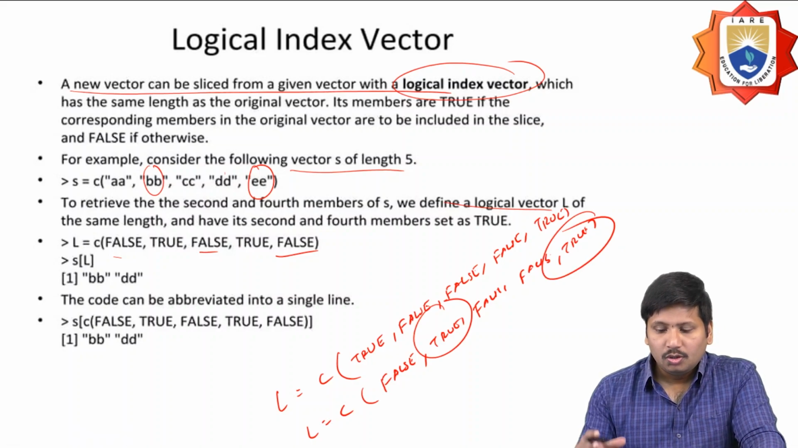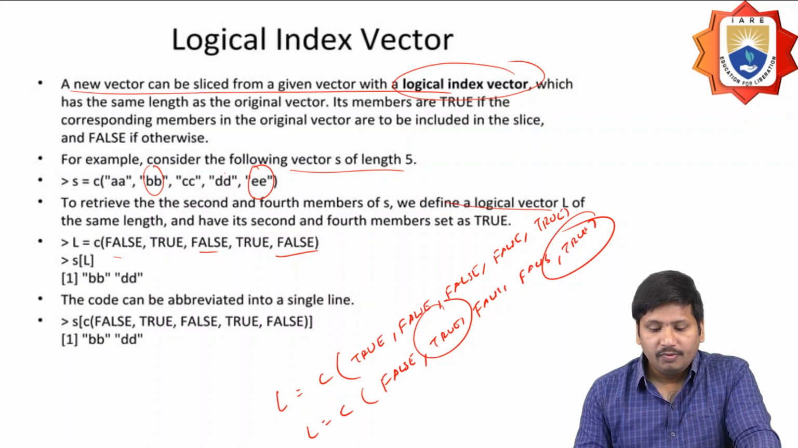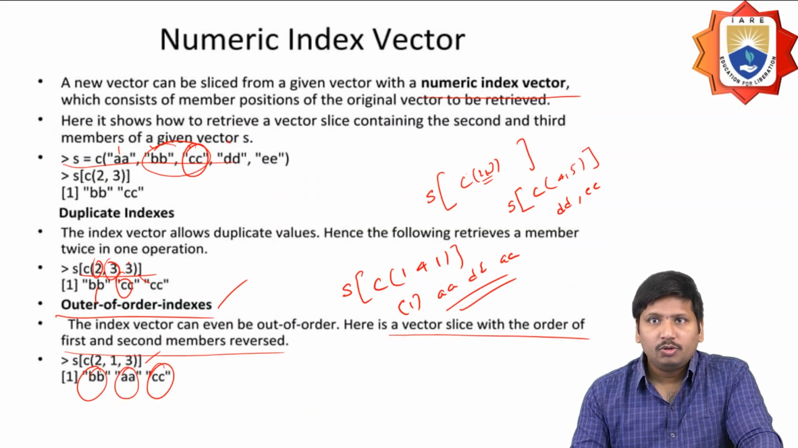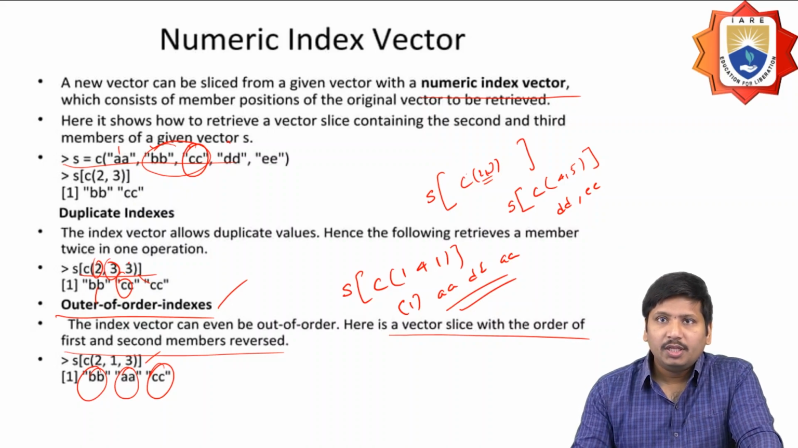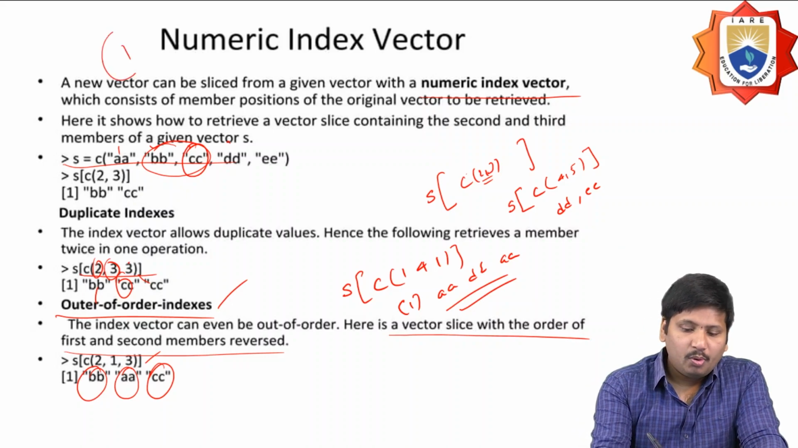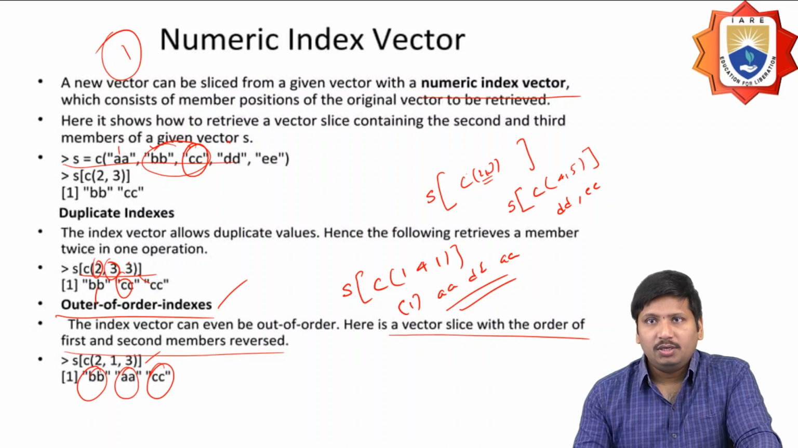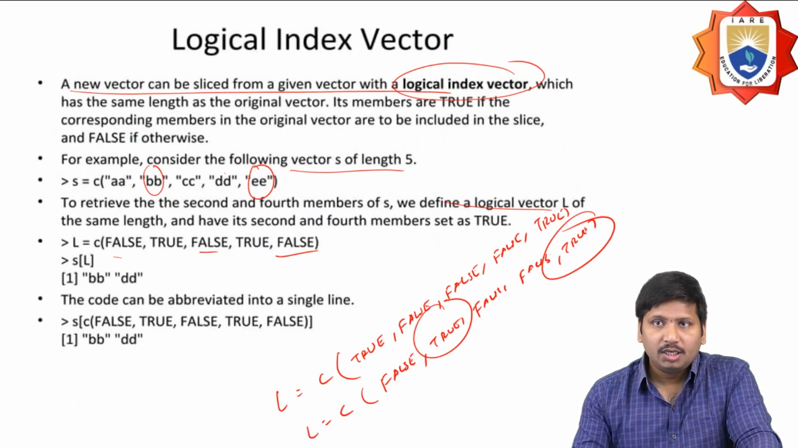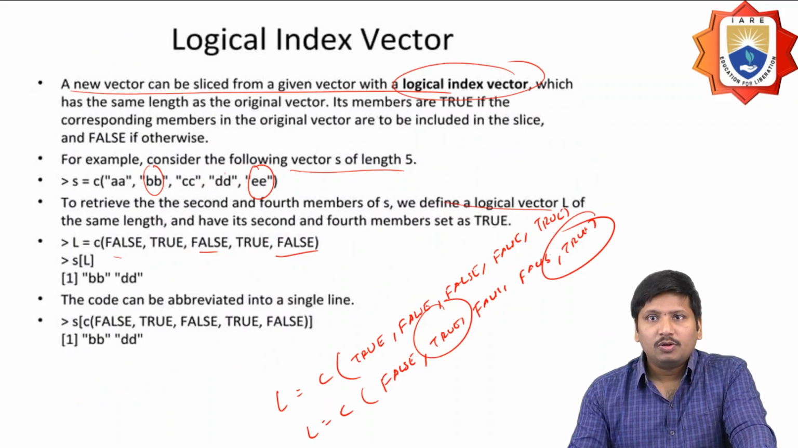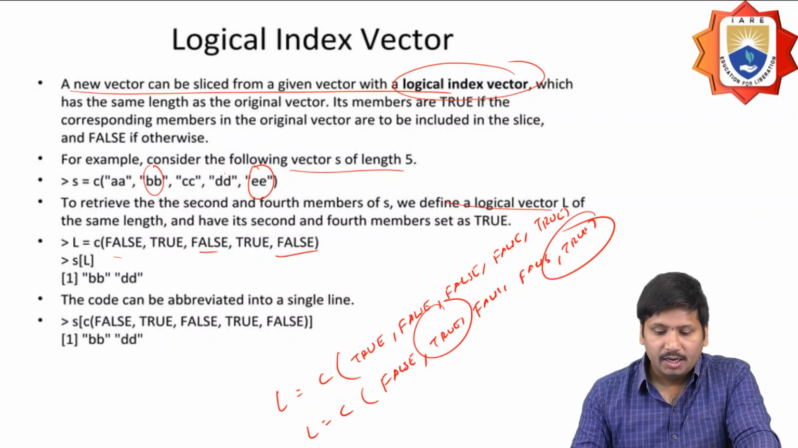So according to this logical index vector, I can also access the members of the vector. These are some of the special cases. The previous one was the numeric index vector, which means that based on the index value, I can access the members of the vector. Another type is the logical index vector, where I can access members by making use of boolean values.